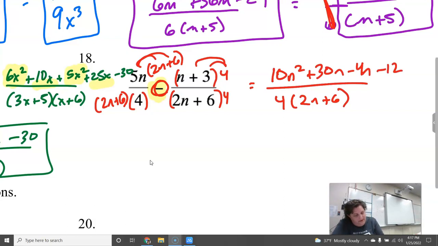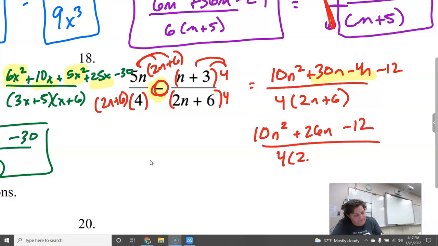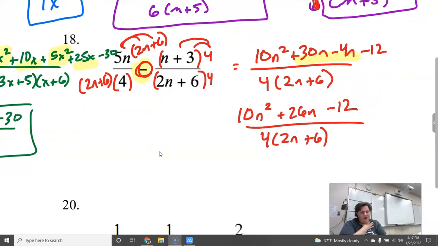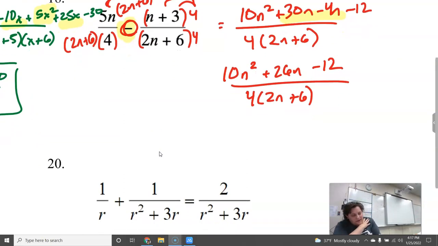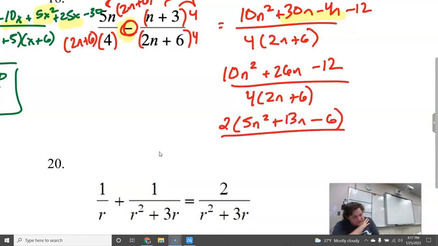So I have 10n squared. If I combine those, that's going to be 26n minus 12. I guess you could take a 2 out of the top. So it's like 5n squared plus 13n minus 6.